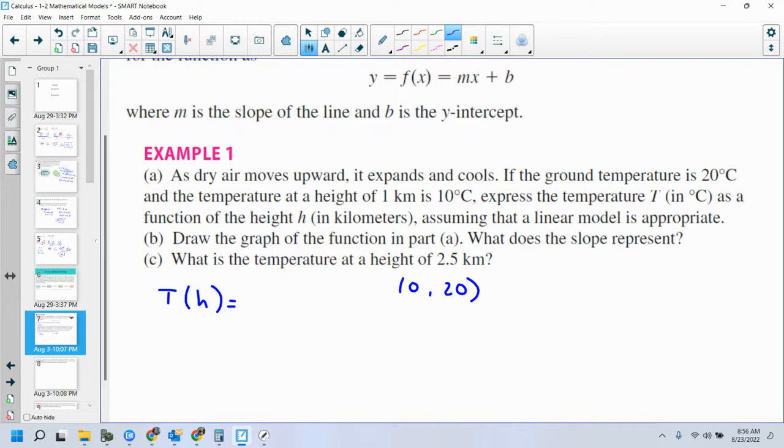We also have, at a height of 1 kilometer, the temperature to be 10 degrees. So it's cooling as we go up, right? As I increase my x value, my y values are decreasing. Negative slope, probably, I guess I should say. All right, so let's find the slope.